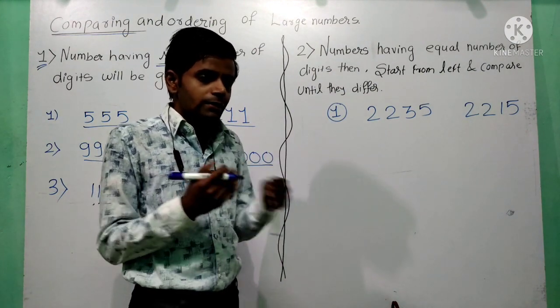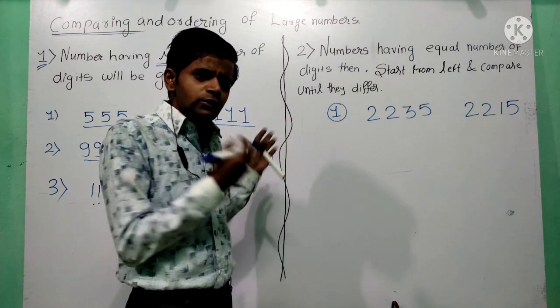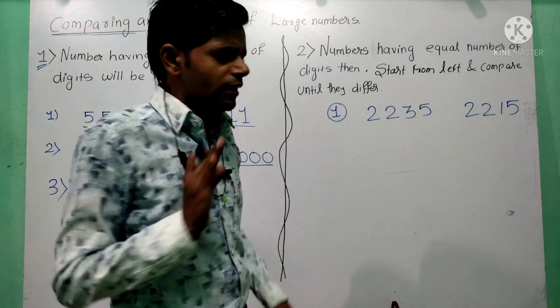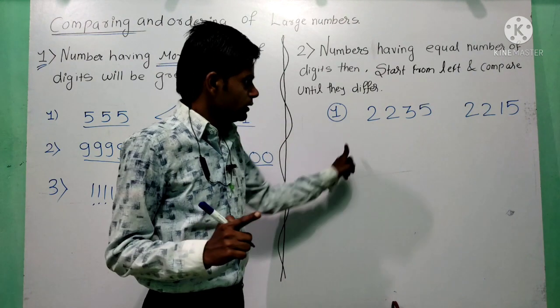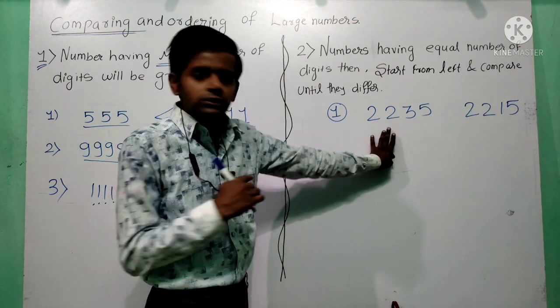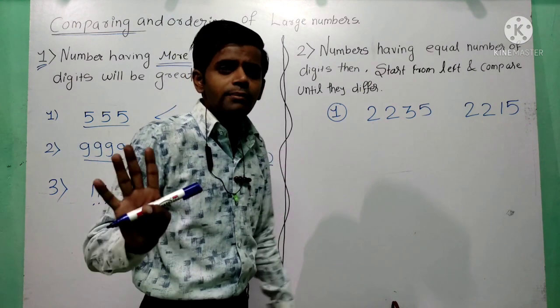But suppose the same number is here. I'm taking large numbers. You have to follow these rules in large numbers also. वहां पर भी वही करना है, ठीक है? So what we have to do here? We have to start comparing. Okay, you can see here, both the numbers have same number of digits.